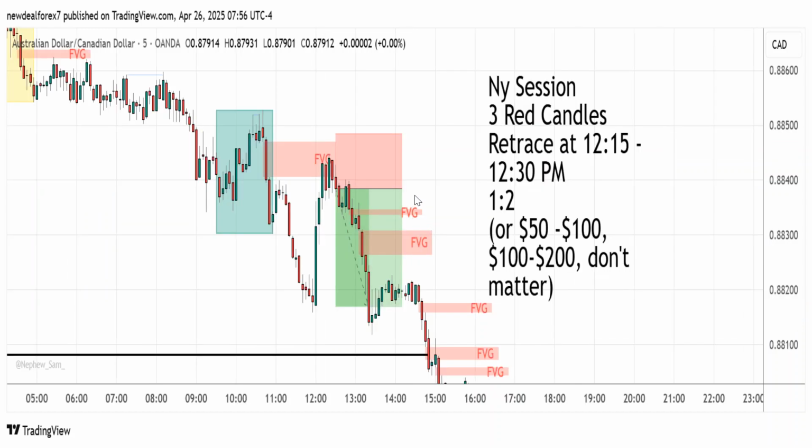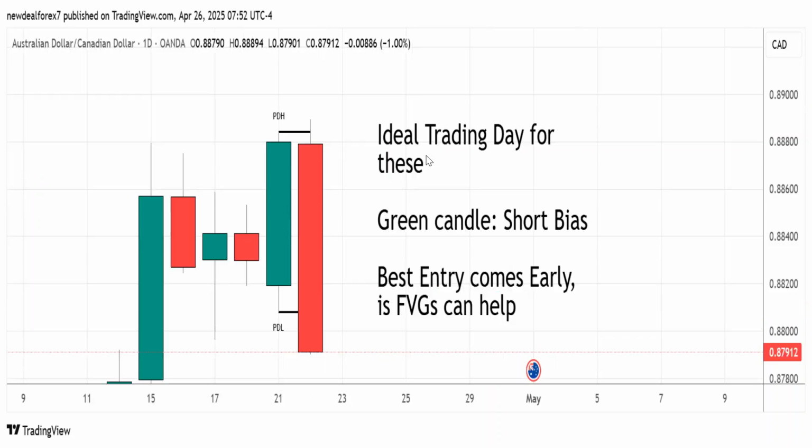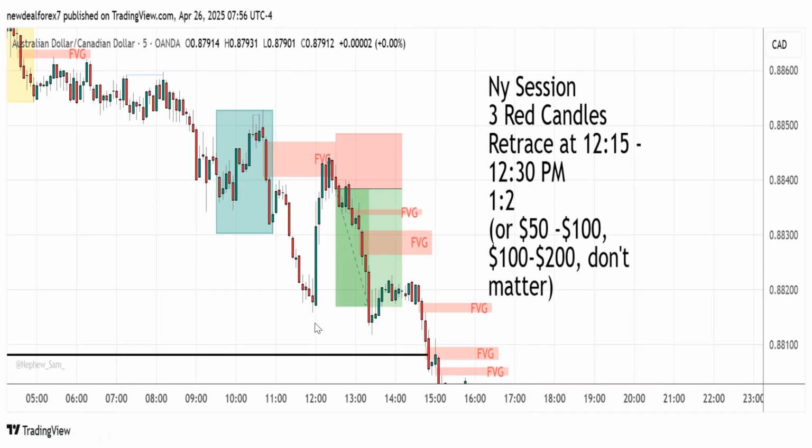Actually, this is the same day. I'm sorry, this is the same pair, because this is still this. This is Aussie Canadian. So there were two chances to catch a piece of this big red day. That's the first one. This is the second one for the New York session. I needed a three red candle fair value gap, 1, 2, 3 right here.